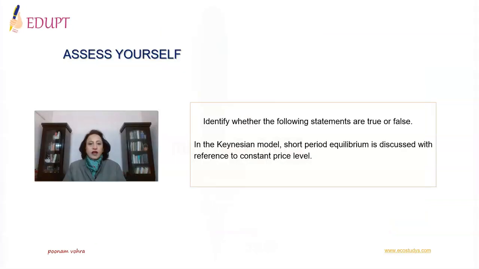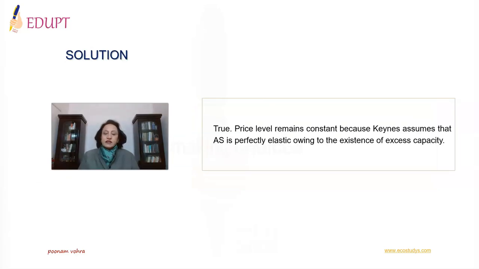Now assess yourself and identify whether the following statement made is true or false. The statement is, in the Keynesian model, short period equilibrium is discussed with reference to constant price level. Please check your answer. The statement is a true statement. Price level remains constant because Keynes assumed that aggregate supply is perfectly elastic owing to the existence of excess capacity.